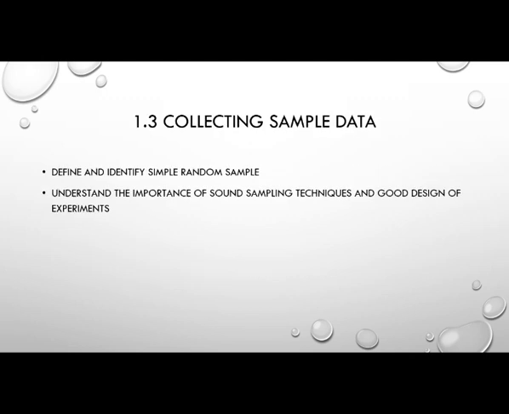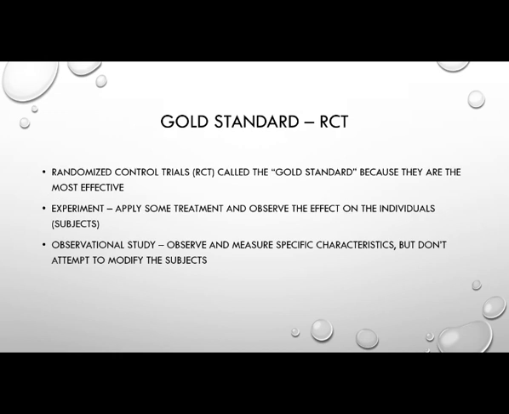All right, so collecting sample data. We're going to talk about simple random samples and talk about the importance of sound sampling techniques and good design of experiments. All right, so we have the gold standard, which is the RCT, the randomized controlled trials. It's called the gold standard because they are the most effective. You can have experiments where you apply some treatment and observe the effect on the individuals, which we call subjects in our studies.